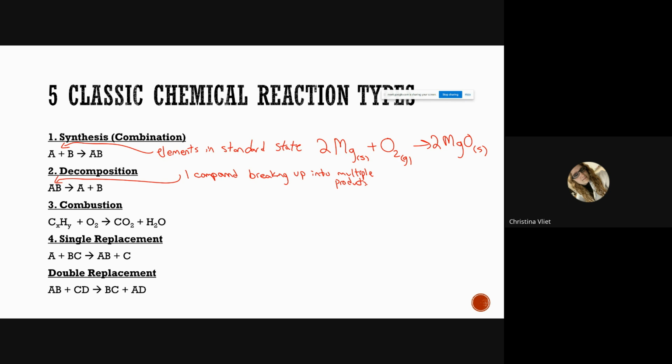Combustion. You may have memorized this CHO, CHO. If you have something that's a hydrocarbon or some kind of organic compound with oxygen, and you apply oxygen to it and some energy, you burn it, you'll get carbon dioxide and water as products. And remember, these are specific. You gotta memorize that carbon dioxide and water are the products of the combustion reaction.